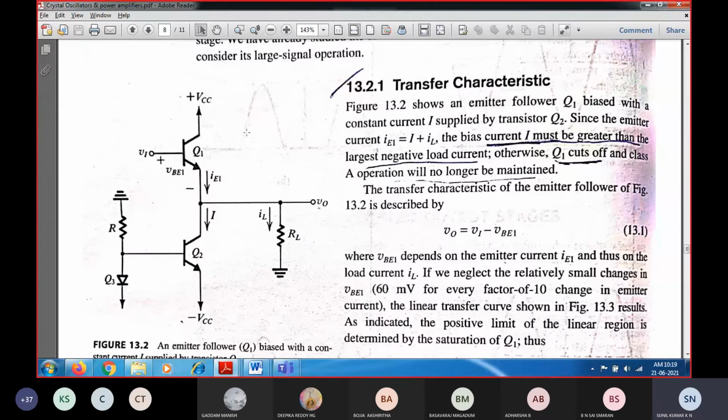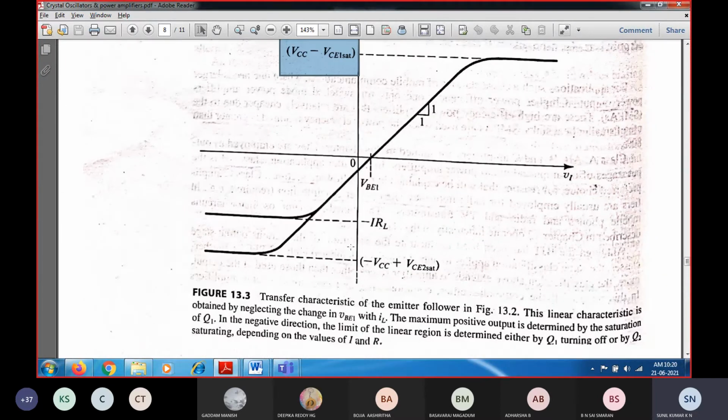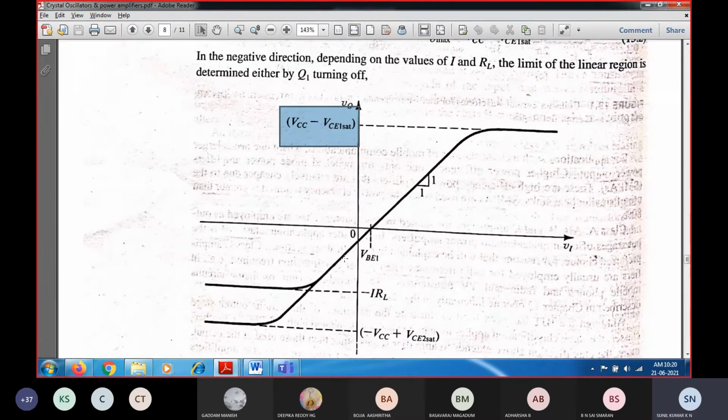So when you apply the KVL across the output side, V0 will be equal to VCC minus VCE1. So VCE1 means it will be equal to the output voltage. This is the positive output voltage saturation you will be getting, that is equal to VCC minus VCE1 saturation. And during the negative half cycle, if we consider, you will be having two cases.